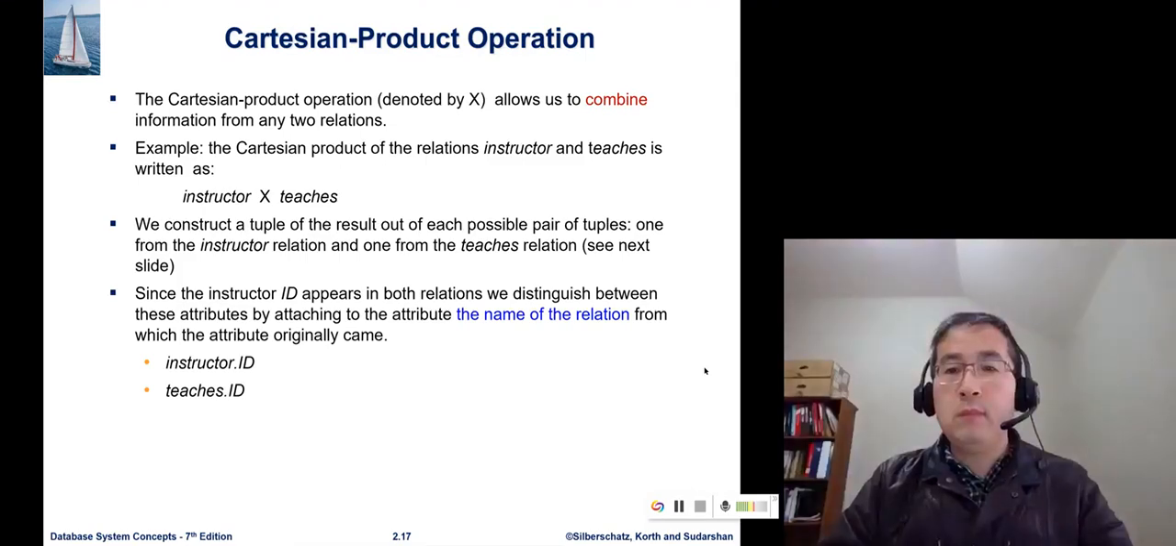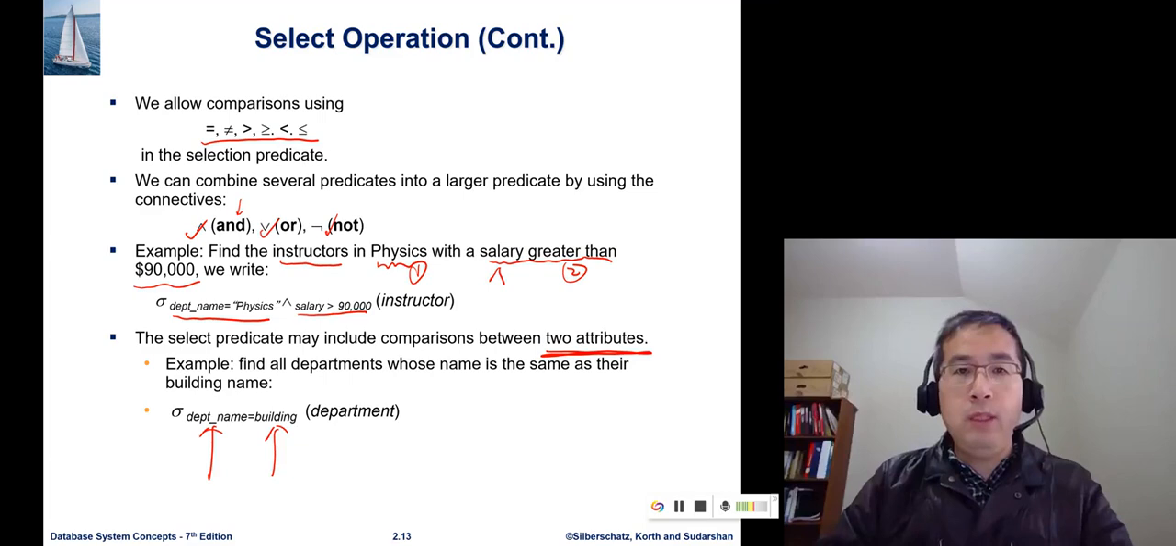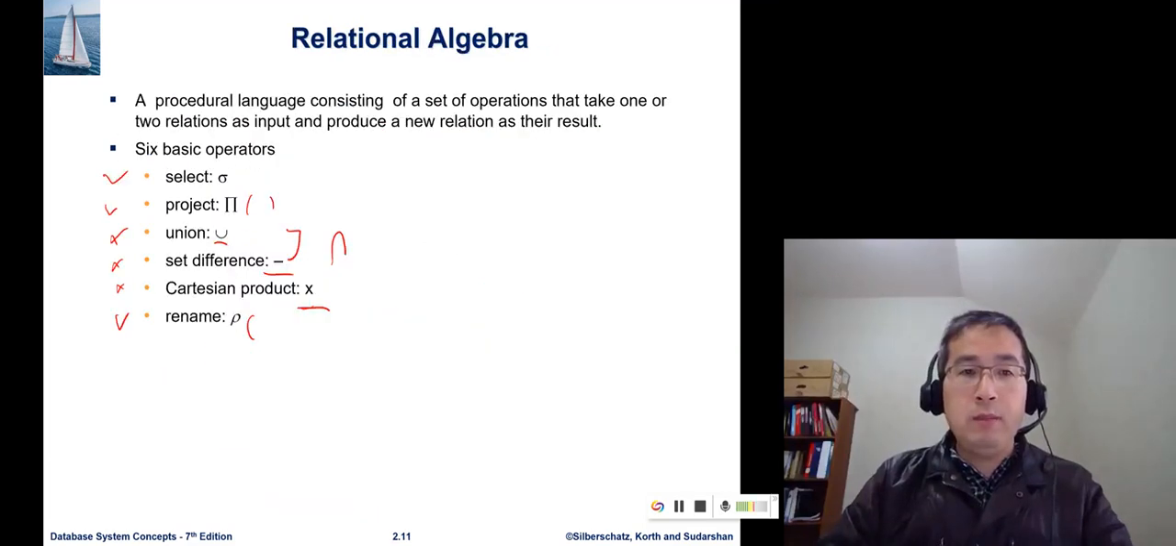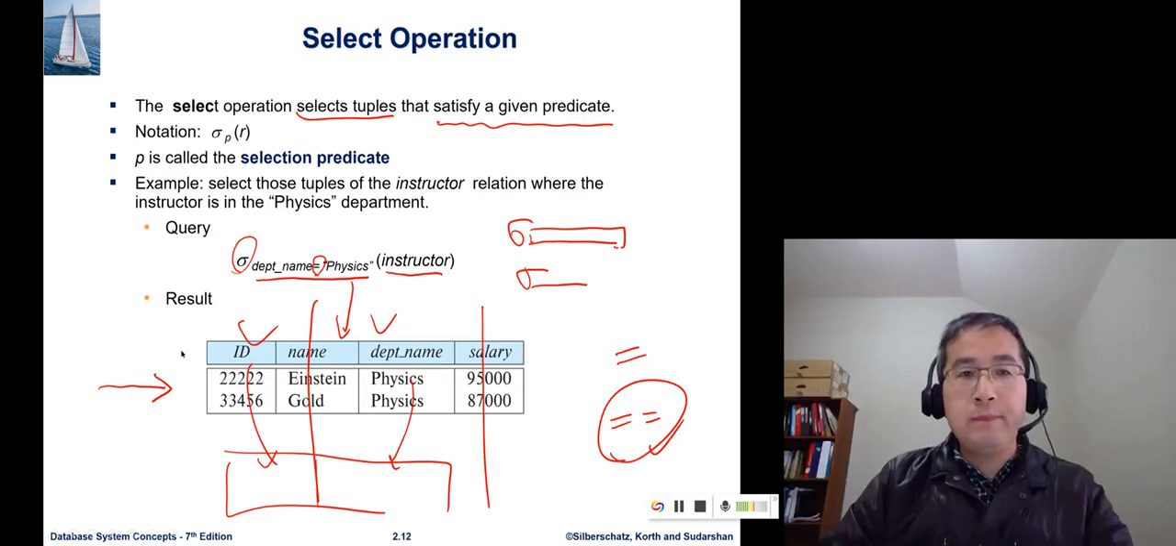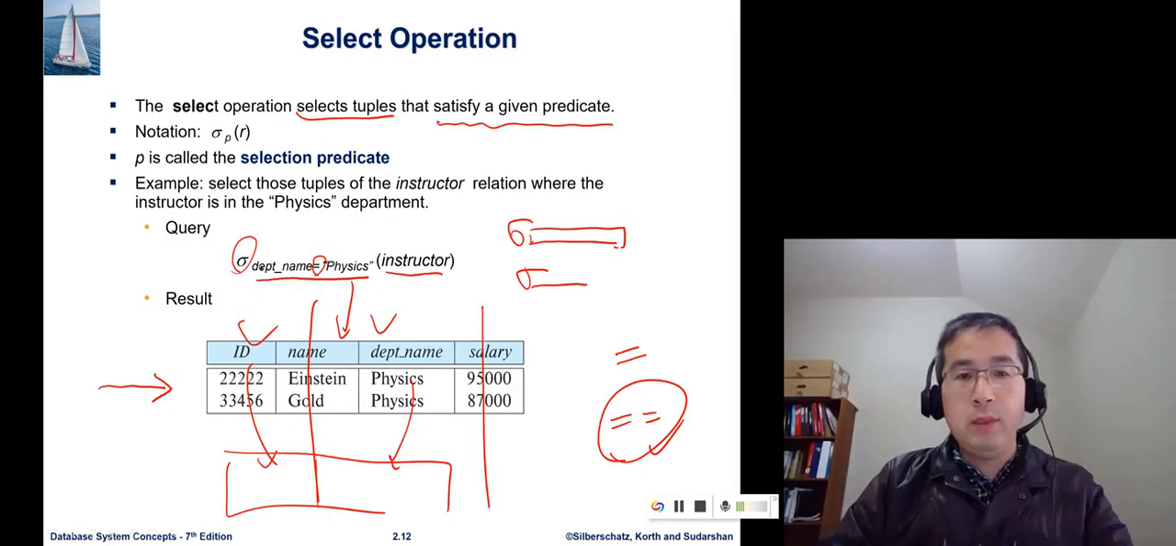Good afternoon, everyone. Let's continue with chapter 2. During the last week, we talked about the relational algebra operations. We have these six operations. We have talked about the select. That means select rows. We base it on this sigma, and then in the subscript we write out the conditions.